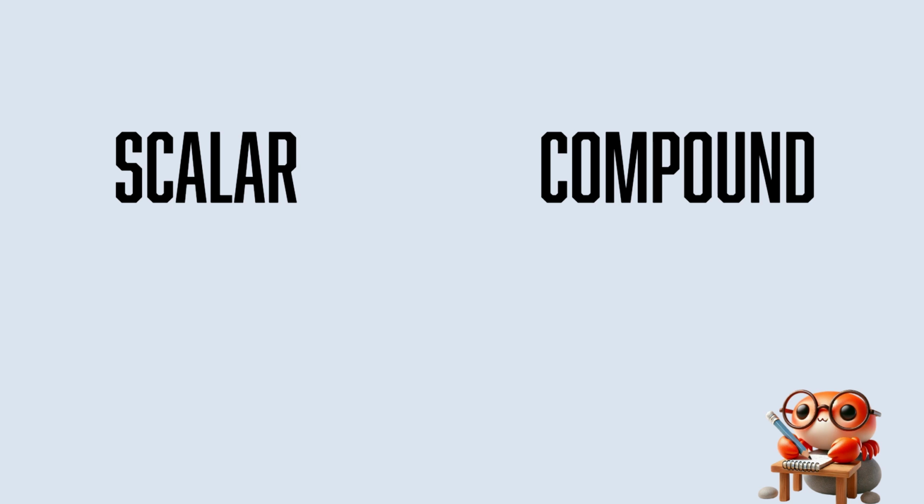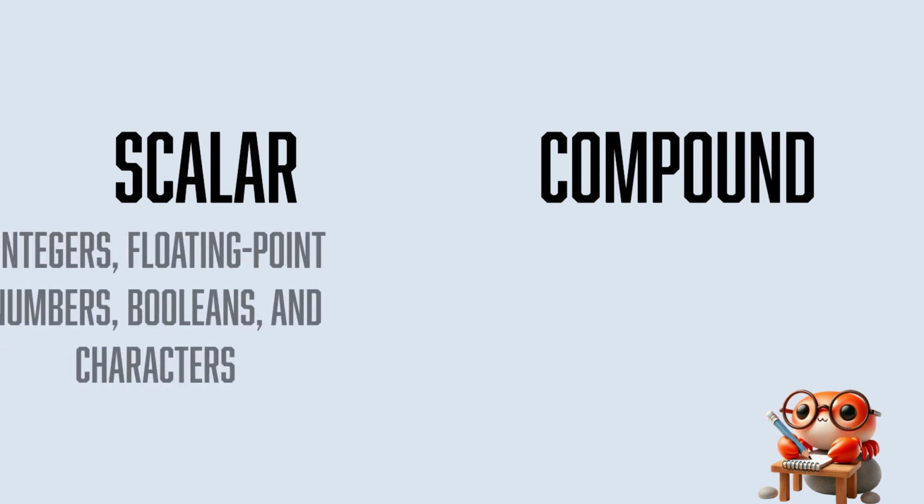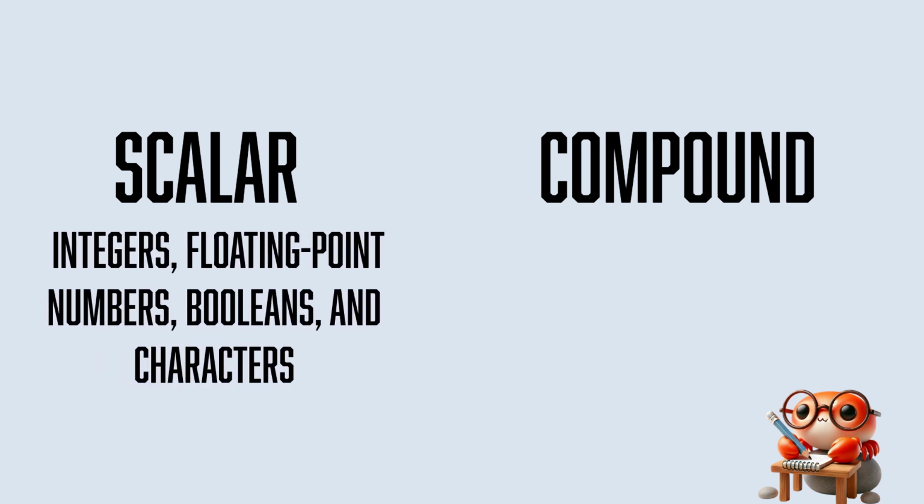Rust's data types fall into two main categories, scalar and compound. A scalar type represents a single value. Rust has four primary scalar types: integers, floating point numbers, booleans, and characters. These are the building blocks for most simple data.